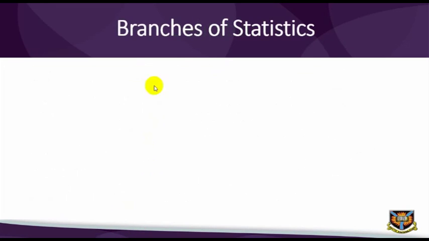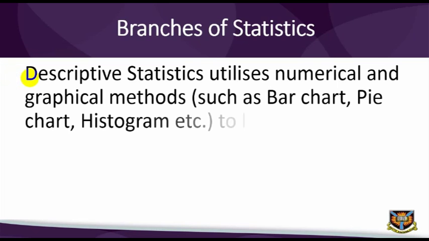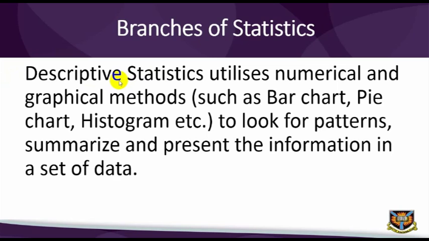Branches of statistics. There are two main branches of statistics. They are: 1. Descriptive statistics. 2. Inferential statistics. Descriptive statistics utilizes numerical and graphical methods such as bar chart, pie chart, histogram, etc. to look for patterns, summarize and present the information in a set of data.